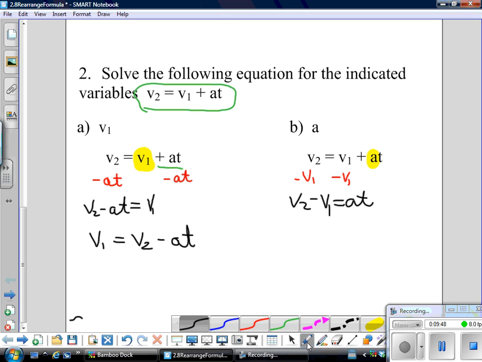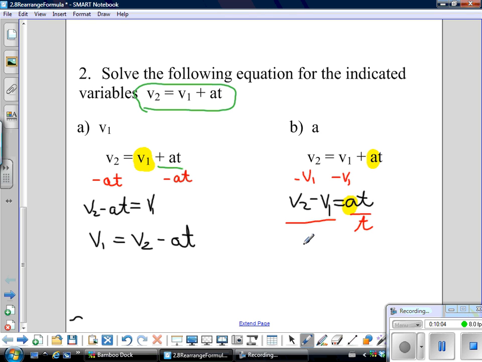Now remember, I'm after A by itself. So again, I'm going to highlight it so we can look at it. I want it by itself. Why isn't it by itself? Well, it's being multiplied by t. The opposite of multiplying by t would be dividing it by t. Now, when I divide by t on the opposite side, everything has to be divided by t. And I end up having the equation v subscript 2 minus v subscript 1 all divided by t.